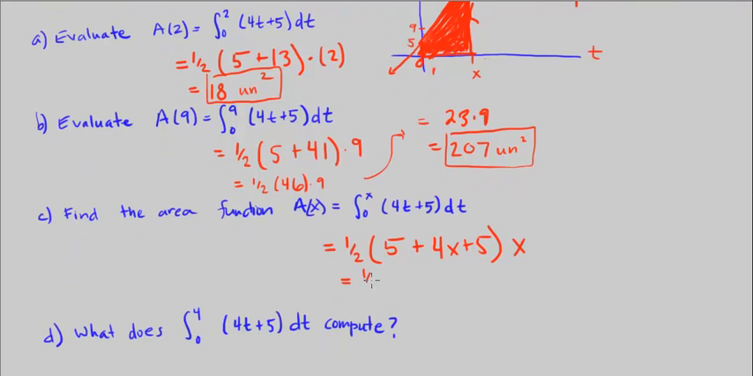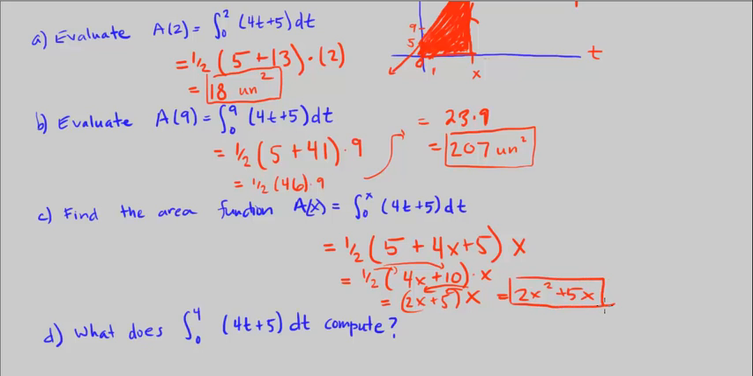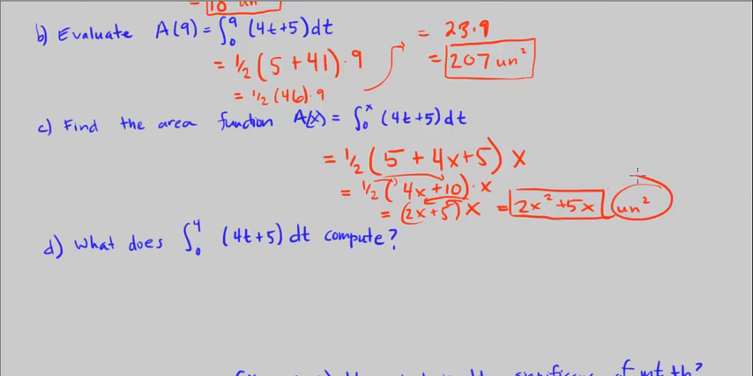So you can simplify this. That's 1/2. 5 and 5 combined, so it's 4x plus 10 times x. And that's equal to, you can distribute that half, 2x plus 5 times x, which is equal to, distribute the x, 2x squared plus 5x. Okay? And again, it's unit squared, but I'm not used to writing it unless we have a number that we computed, a numeric answer. But you can still write it, so I'm going to write unit squared.